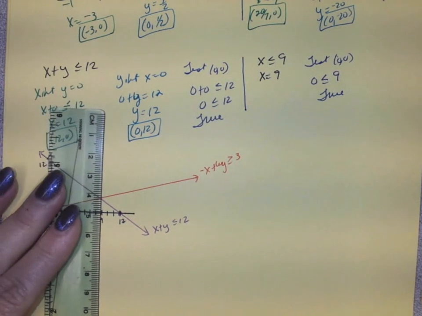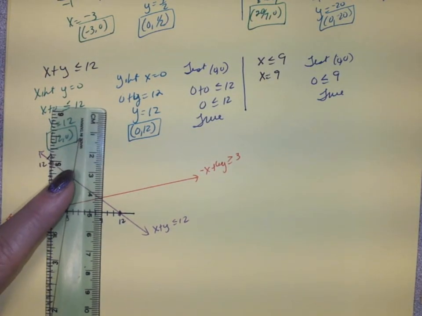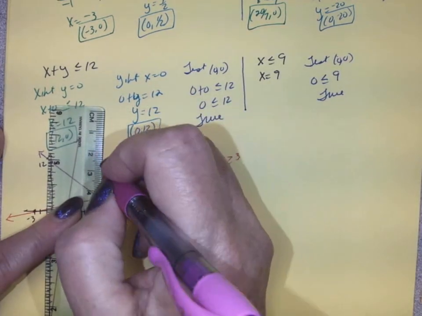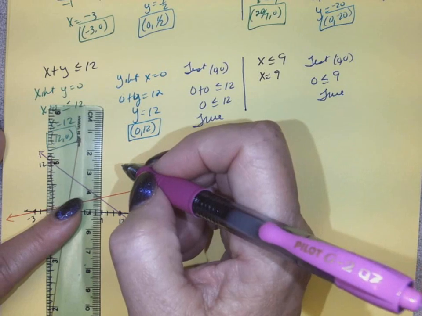We've got x equal to 9. So we're just going to try and draw a straight line as best we can according to our graph. So it's kind of parallel to that. So this is not going to look great.